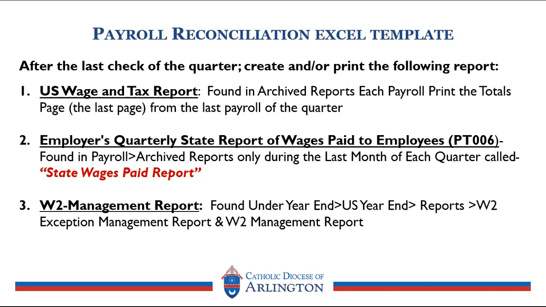During the last month of the quarter, print these additional reports from payroll archived reports. Print the total pages from the U.S. wage and tax report. Print the 941 recap page from the state wages paid report. And print the total pages of the W-2 management report found under the year-end module reports, W-2 management report.